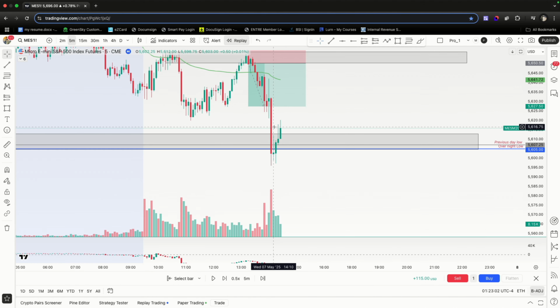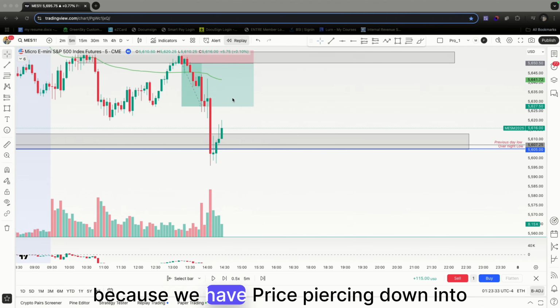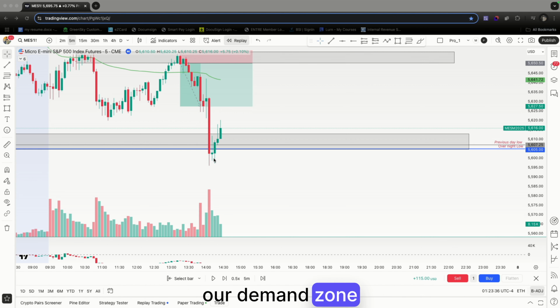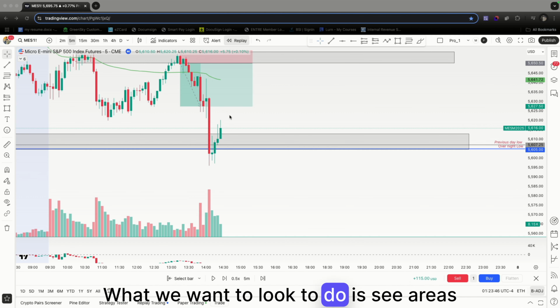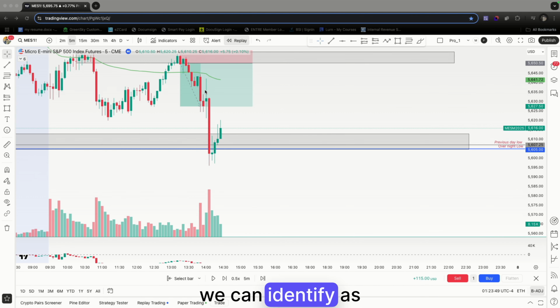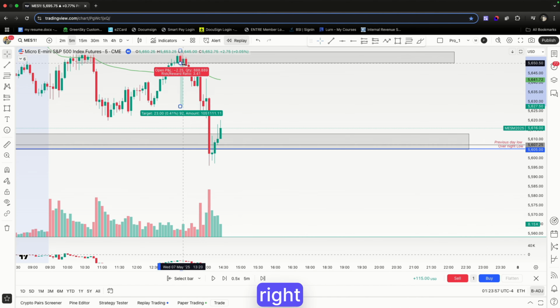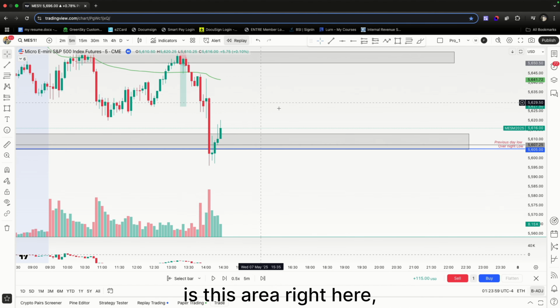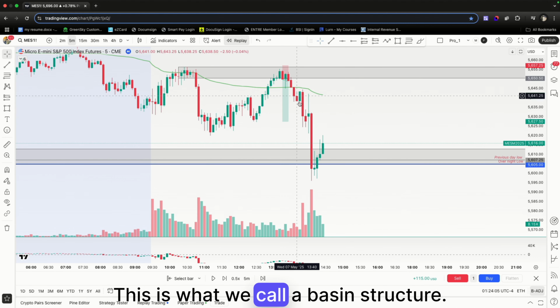Cool. So here's my next step, right? Because we have price piercing down into our demand zone strongly, then reacting to support right here and coming back out of our demand zone, what we want to look to do is see areas where we can identify additional supply. So the first thing that stands out to me is this area right here.